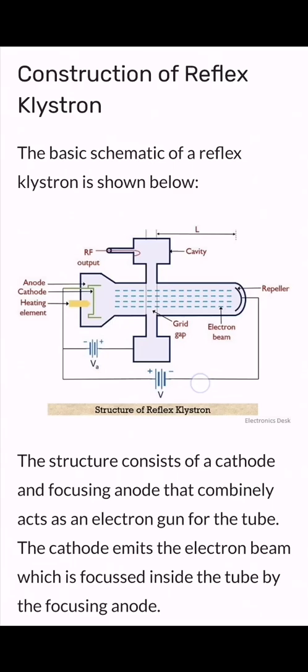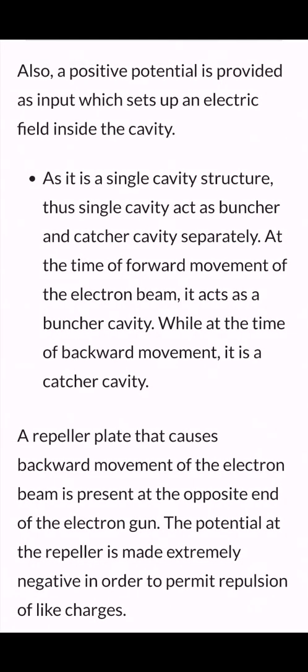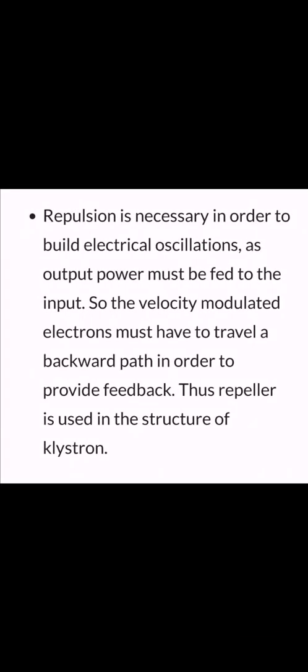The potential at the repeller is made extremely negative in order to permit repulsion of like charges. Repulsion is necessary in order to build electrical oscillations, as output power must be fed to the input, so the velocity modulated electrons must travel a backward path in order to provide feedback. Thus, the repeller is used in the structure of the reflex klystron.